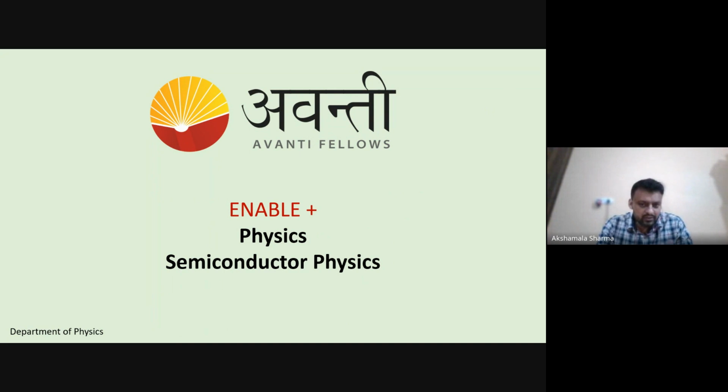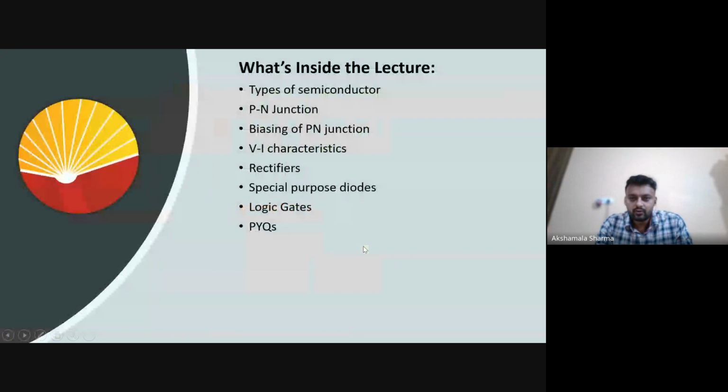Before we start our discussion, let's see what is the content of this chapter. What's inside the lecture? First of all, we will see what a semiconductor is and what its use is, and next we will study the types of semiconductors. Then we will study the PN junction, biasing of the PN junction, VI characteristics, rectifiers, some special purpose diodes, logic gates, and then some previous year questions. In between, we have some concept tests on the concepts that I am teaching, and we will discuss them.